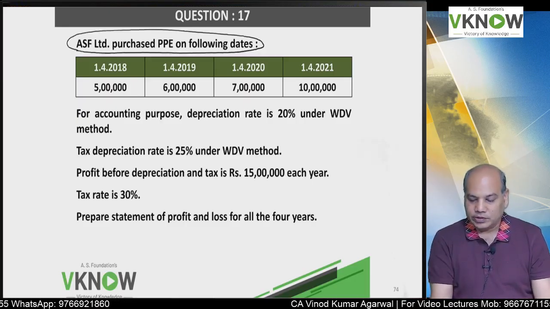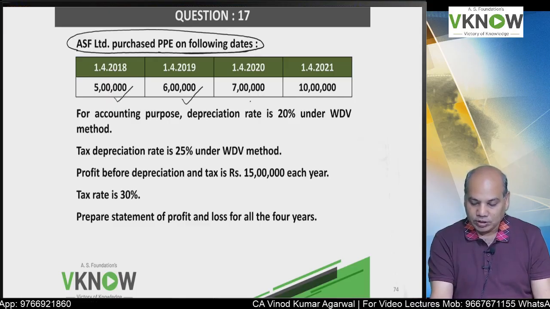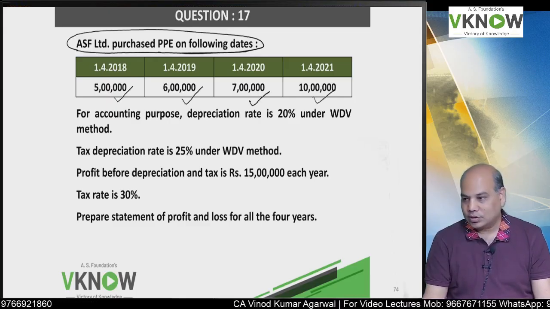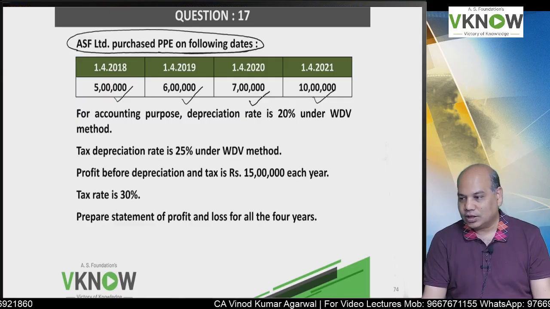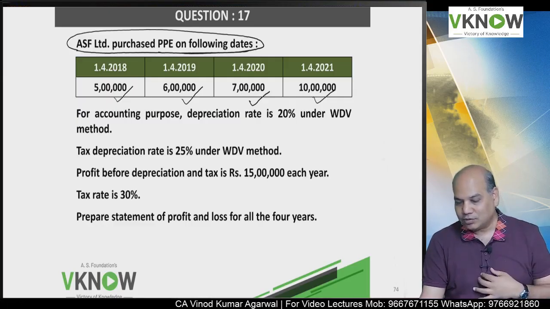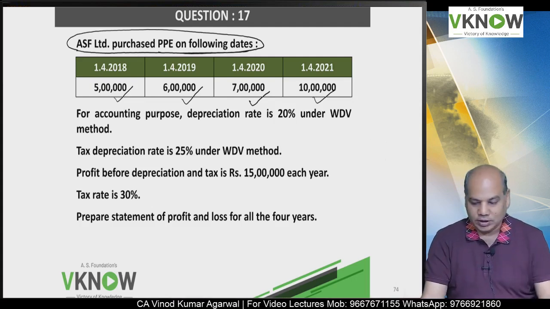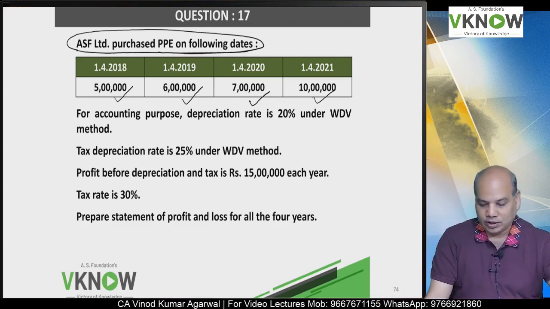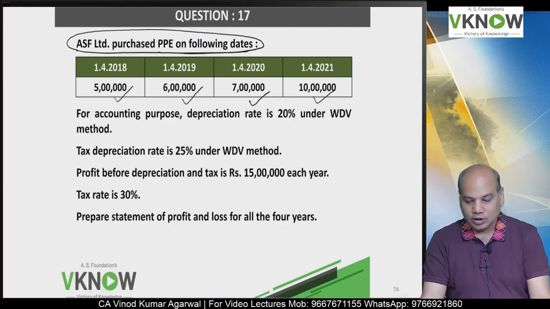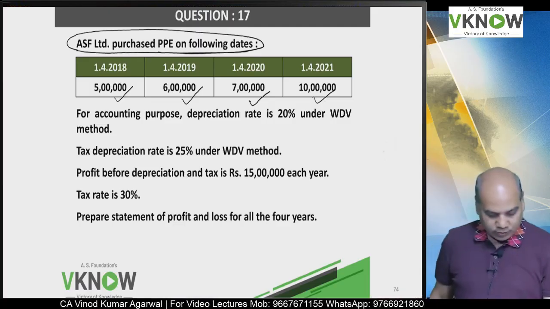ASF Limited purchased PPE on the following dates. This is going to be a lengthy problem because 4 years are involved and the amounts of PPE purchased are also there. For accounting purposes, the depreciation rate is 20% under the WDV method, and for tax purposes the depreciation rate is 25% under the WDV method.